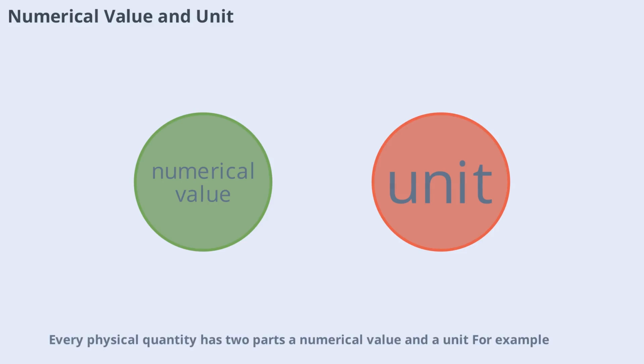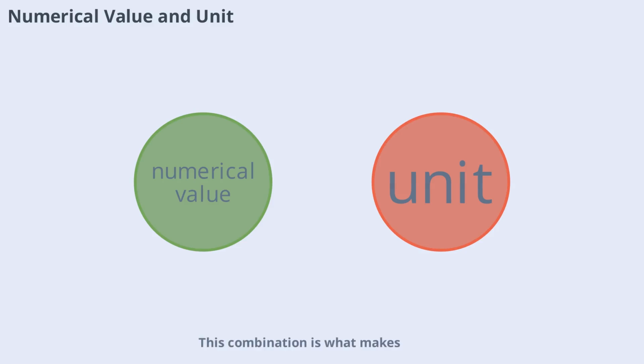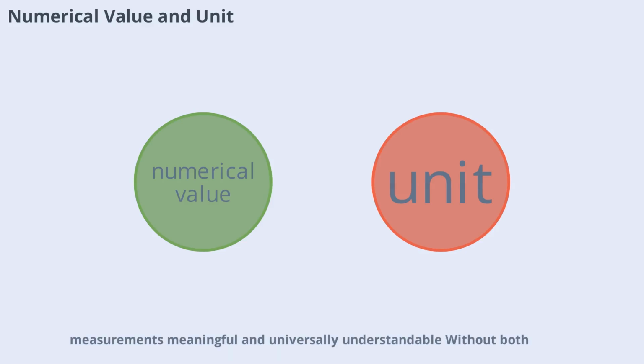Every physical quantity has 2 parts, a numerical value and a unit. For example, in 10 kilograms, 10 is the value and kilogram is the unit. This combination is what makes measurements meaningful and universally understandable. Without both, a measurement would be incomplete and confusing.